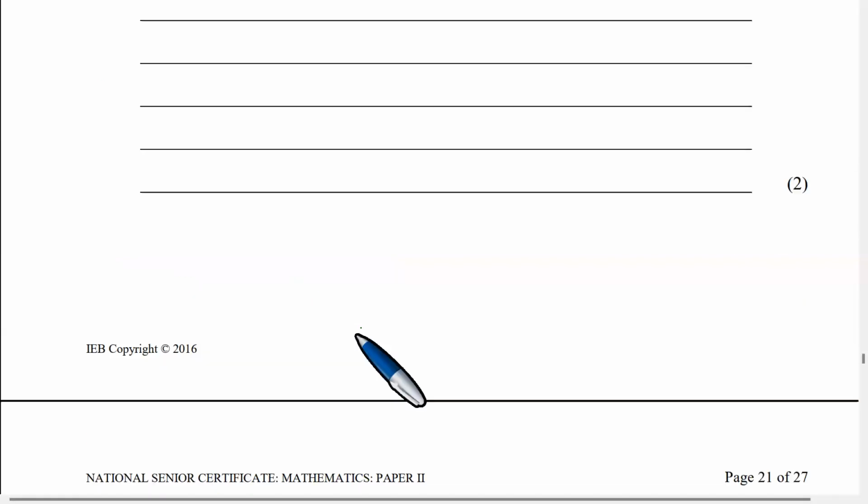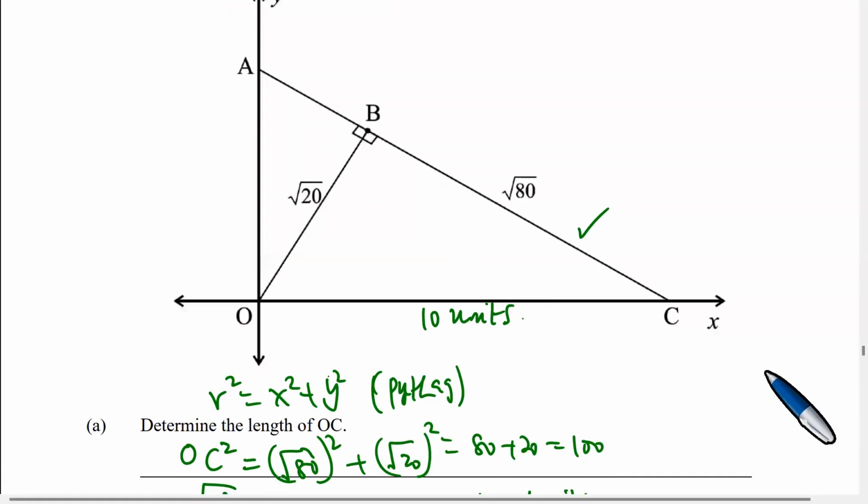All right. So the tangent of BCO is like, this is a 90-degree angle. The tangent of BCO is going to become the opposite over the adjacent. So the tangent of BCO, this angle, is going to be the opposite over the adjacent. This one is the hypotenuse because it's opposite 90. So the tangent of BCO is square root of 20 over square root of 80.